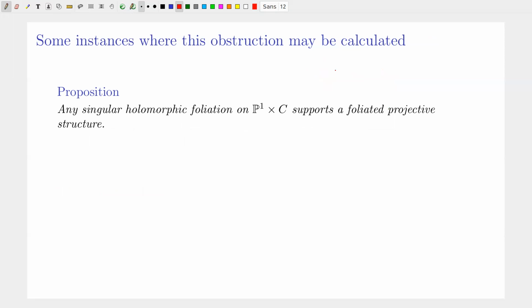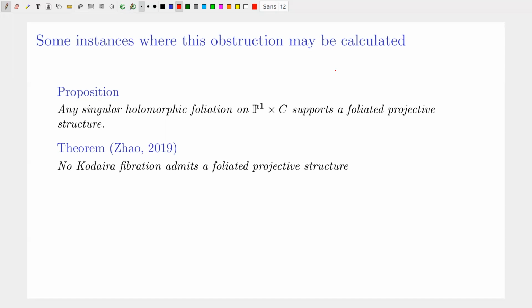Okay, so generally this is difficult to calculate. For example, we are able to calculate this class, and we know that it vanishes on any holomorphic foliation on the product of the projective line with any curve C. So on all these surfaces, for any foliation we can calculate this obstruction and it will vanish. So this is an example where we can guarantee the existence of foliated projective structures by calculating this obstruction.